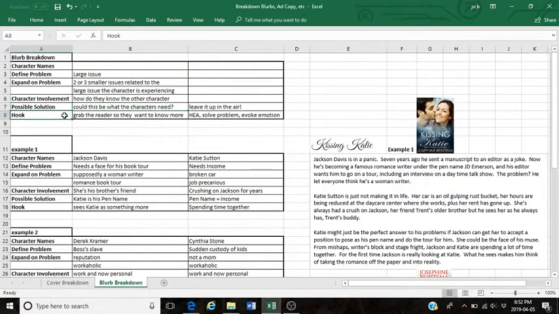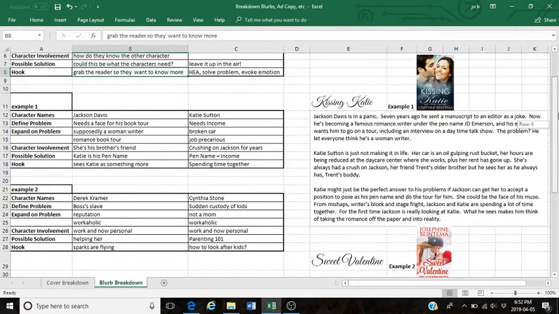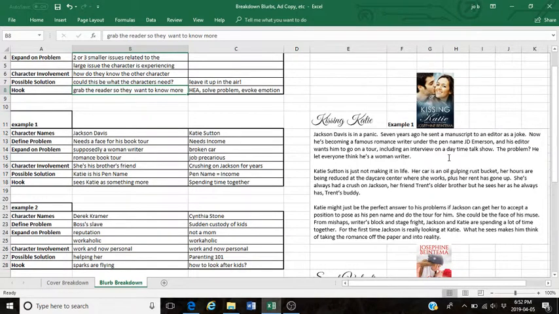You also want to include a hook, no matter whether it's nonfiction or fiction, and this is to grab the reader so that they want to know more, and it usually involves either happily ever after, solving the problem, or evoking a strong emotion. I have 2 examples here. I have Kissing Katie and Sweet Valentine, and basically, I'm not going to read the verbs. You can actually look at them afterward, but what we have here is their names written down.